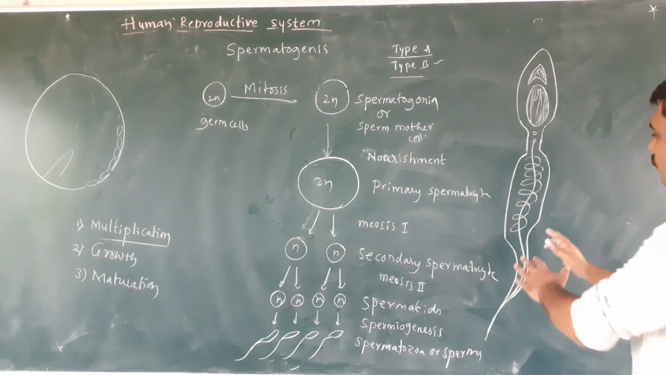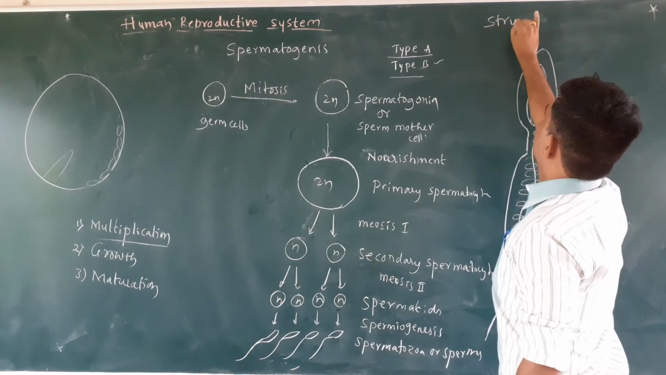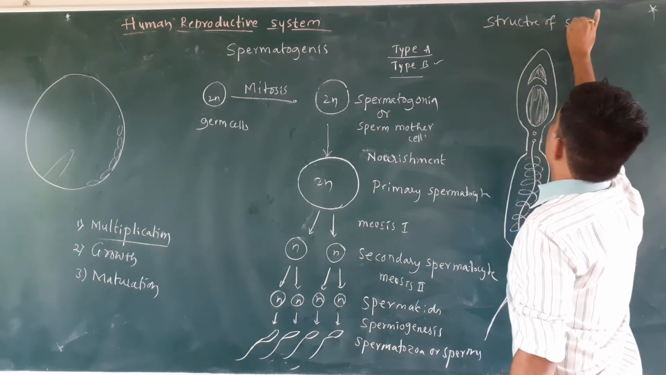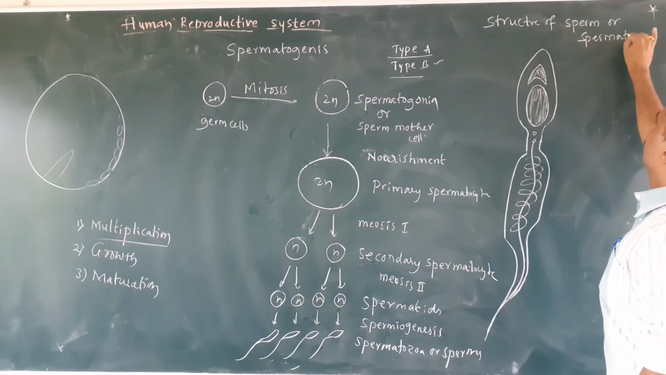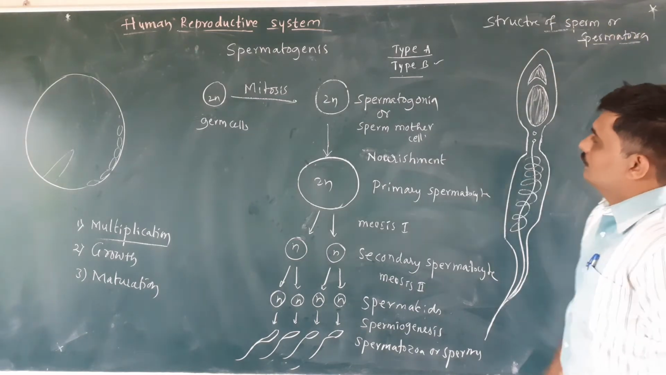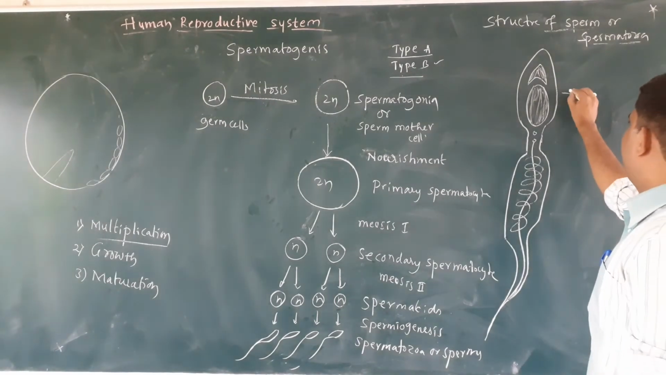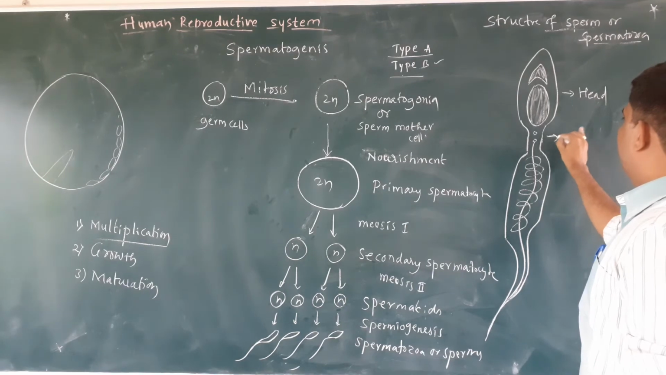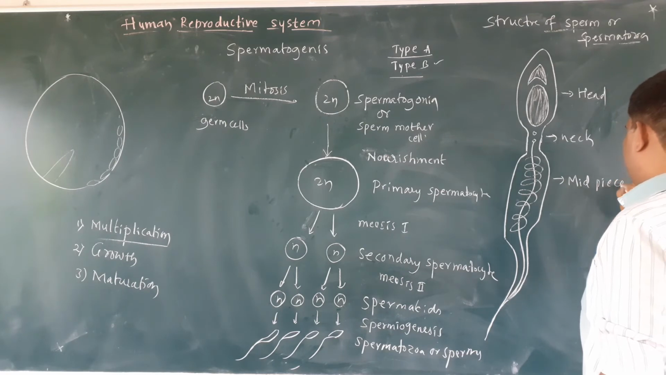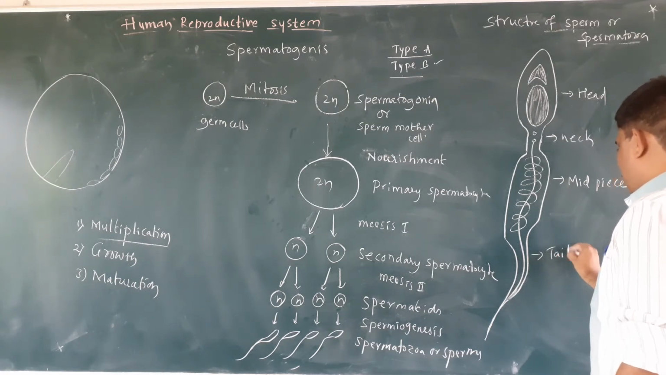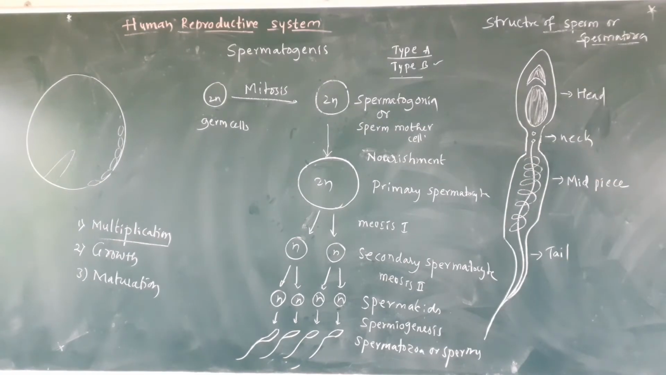Now, we are going to learn about the structure of sperm or spermatozoa. The spermatozoa have four parts: head, neck, midpiece and tail.